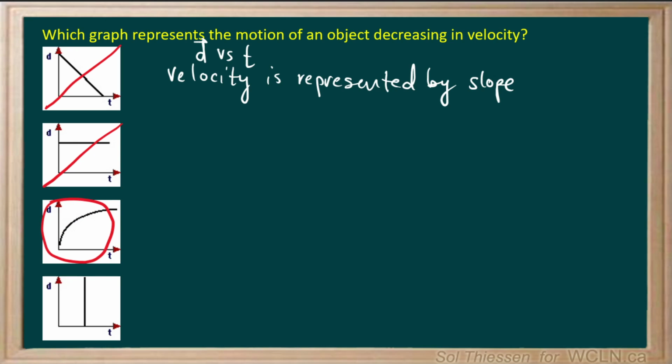Our last option actually shows an impossible case where an object is at multiple displacements at one singular point in time. So this represents an object that can be in multiple positions at one time. That simply cannot happen, so this graph is also wrong. So the correct choice is this graph here.